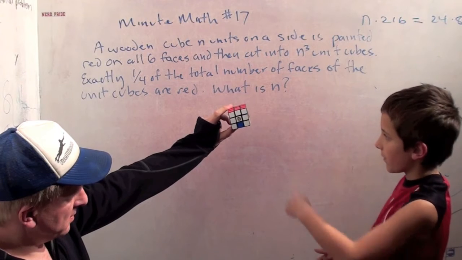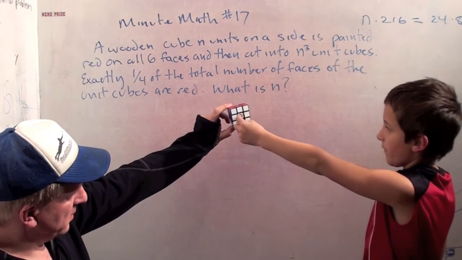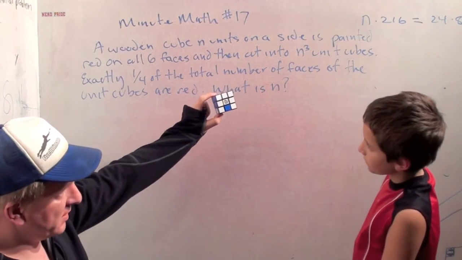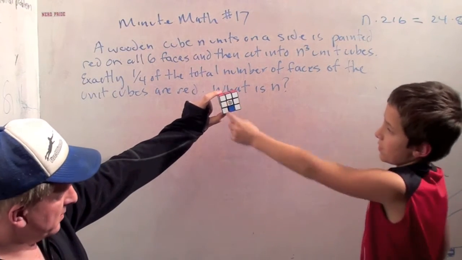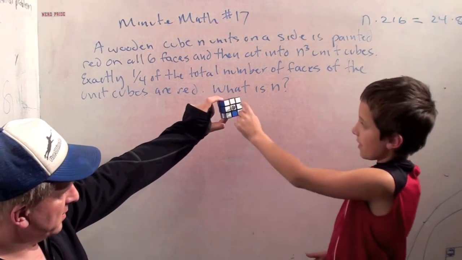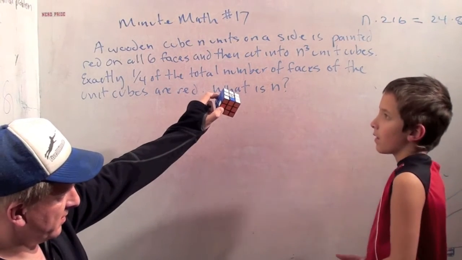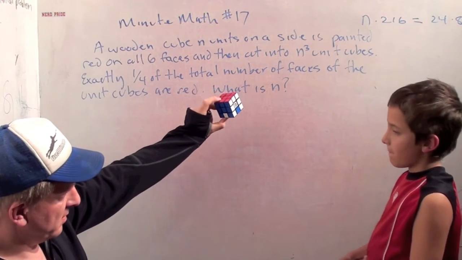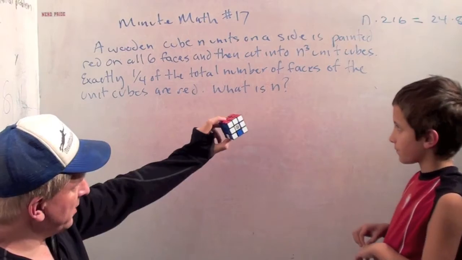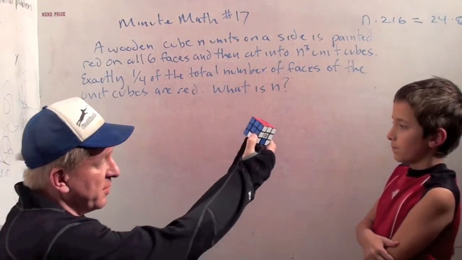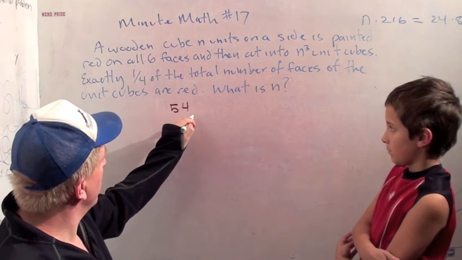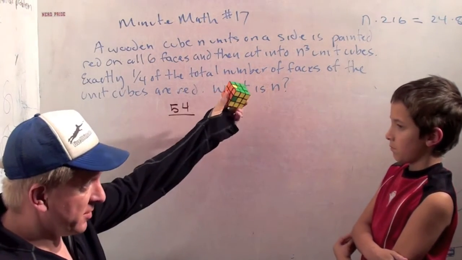Do you see any other way we could figure out how many stickers there are? We could figure out how many there are on one face and multiply that by 6. Which way is easier? The second way. So how many stickers are on a face? It's 9, and 9 times 6 is 54. So we would have 54 faces that were painted red, or have stickers on them.